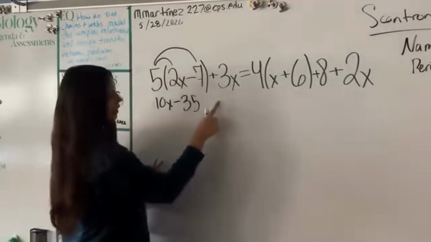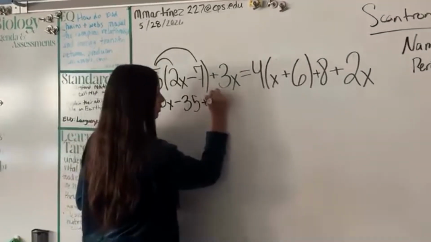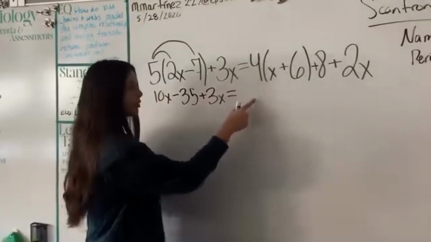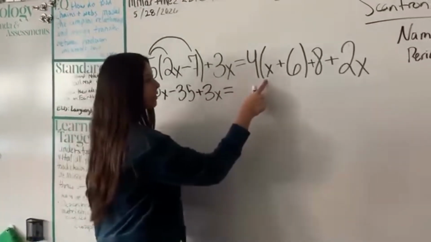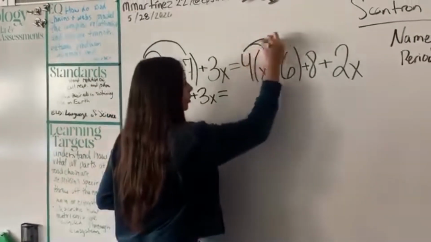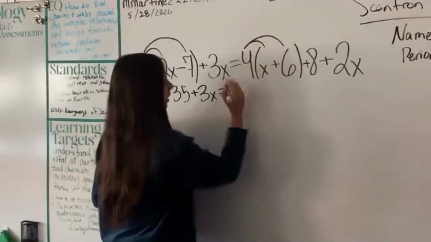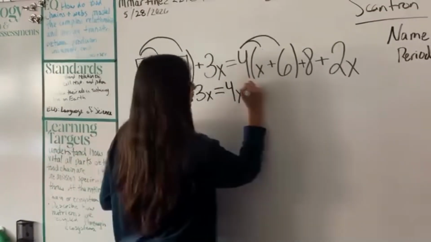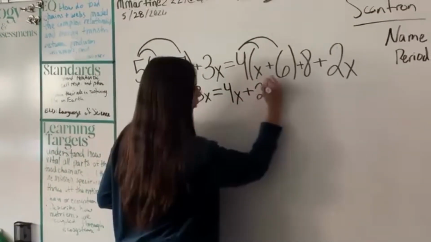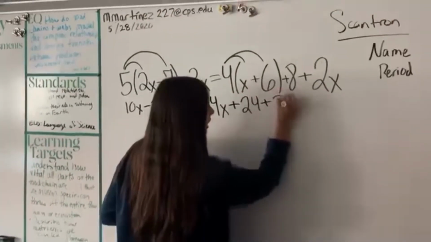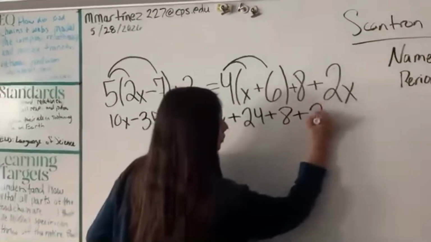And then we're going to drag down the plus 3x equals, and then next thing we're going to do is distribute the 4 into the x and into the 6. So 4 times x is going to turn into 4x, and 4 times 6 is going to turn to plus 24. And then we're going to drag down the rest of the equation, which is plus 8 plus 2x.